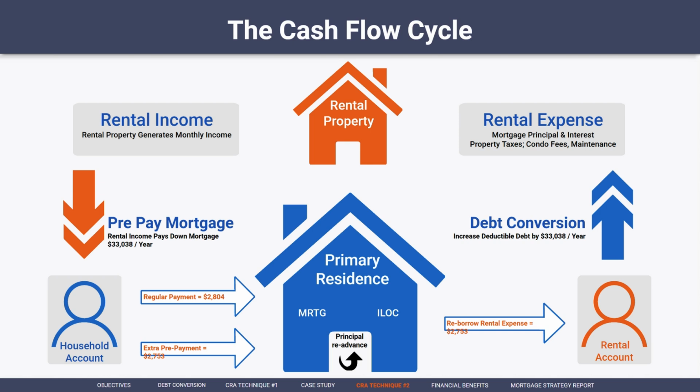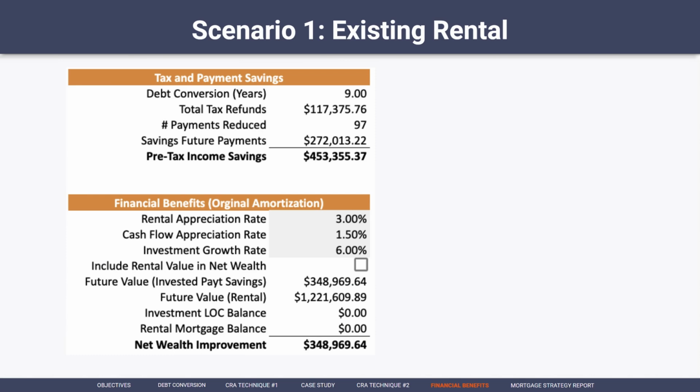That's the cycle. Every single month, we get our rental income and run it through the primary residence mortgage, convert bad debt over to the tax-deductible side of the balance sheet, and draw the funds out to pay our rental expenses. Here are the financials for the scenario where the homeowner already owns the rental property and does not need to borrow the down payment.